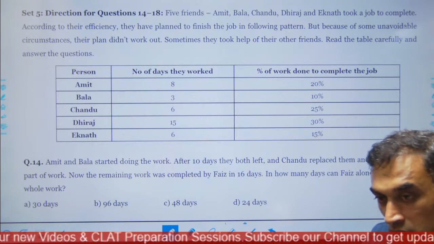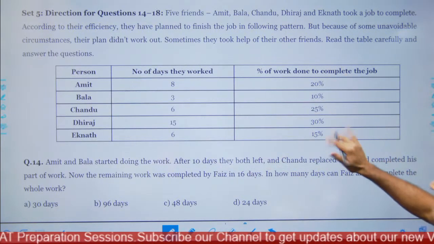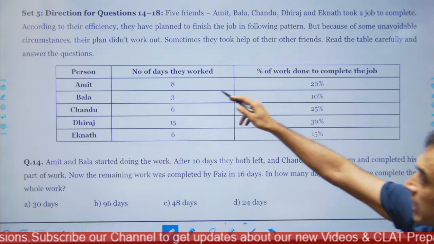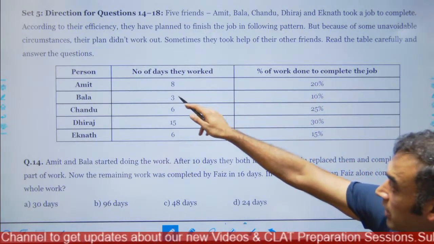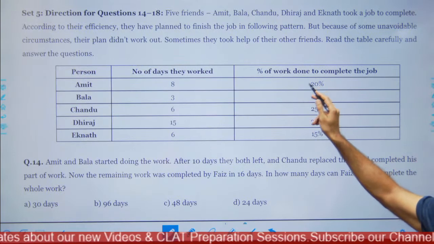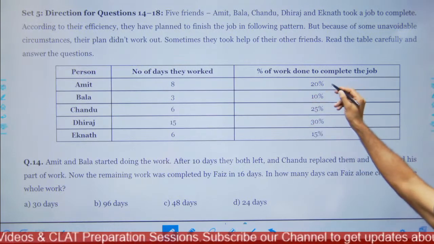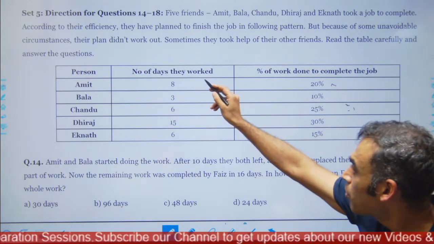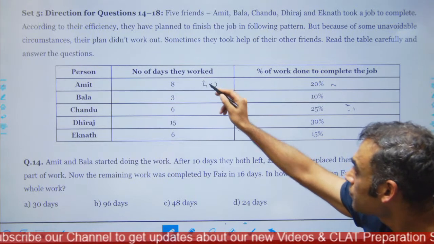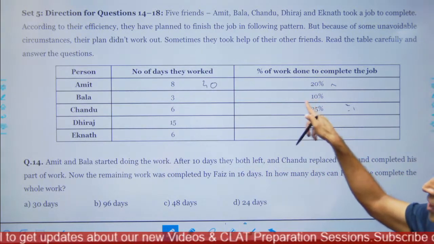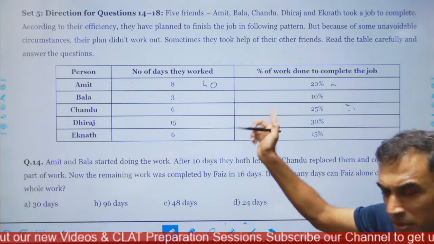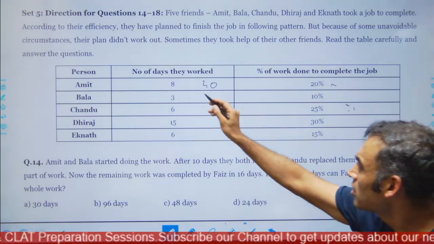Okay? So I'll just give you the basic funda here. 20% of work is 8 days. Amit takes 8 days to complete 20% work. तो 100% काम करने के लिए into 5 हो जाएगा. तो you'll take how many days? 40 days. 10% काम करने के लिए 3 days है. तो 100% काम करने के लिए into 10 हो जाएगा 30 days.